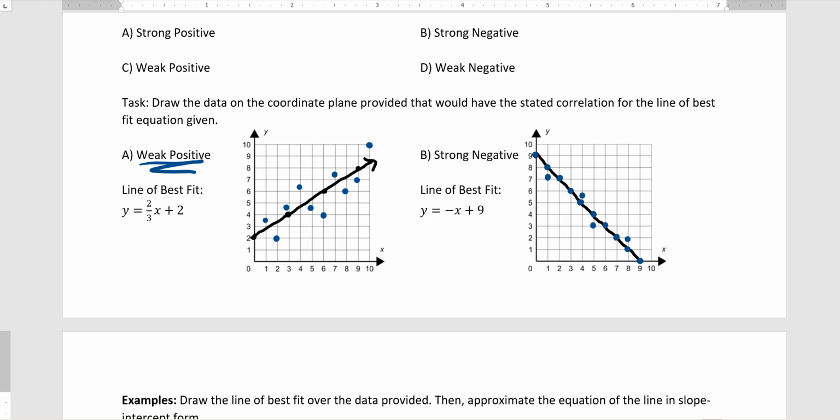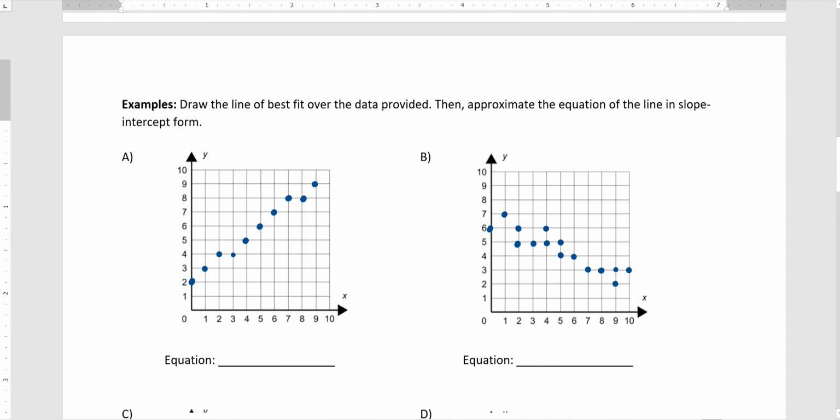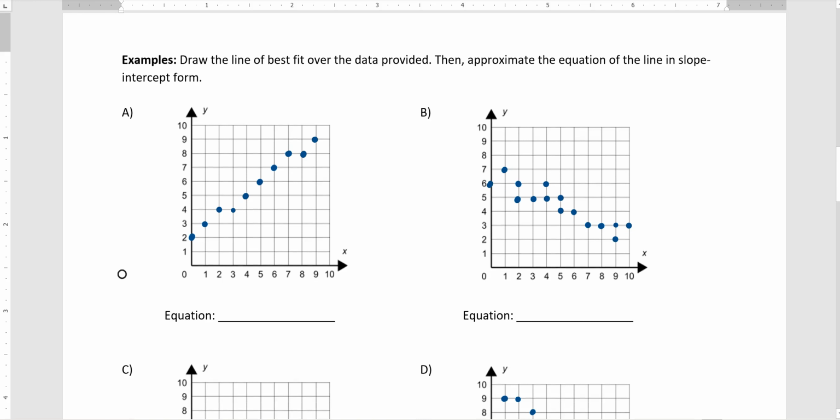All right. So now that we've done that, we're going to expand on this idea, where we're going to draw the line of best fit over data provided and then approximate the equation of the line in slope-intercept form. So looking at letter A here, I see this data. First of all, I would call this data a strong positive correlation. Okay, so I'm going to draw a line of best fit that I think cuts right through this data. So let's say that right there. That's pretty darn good.